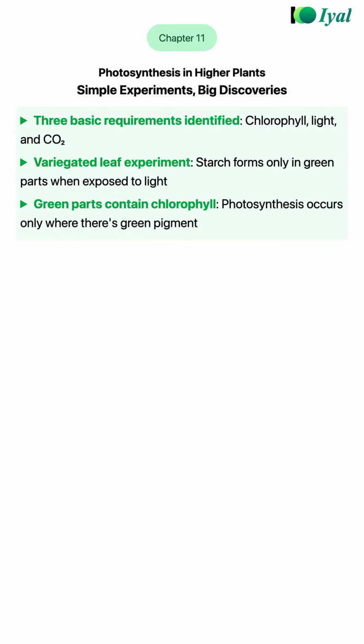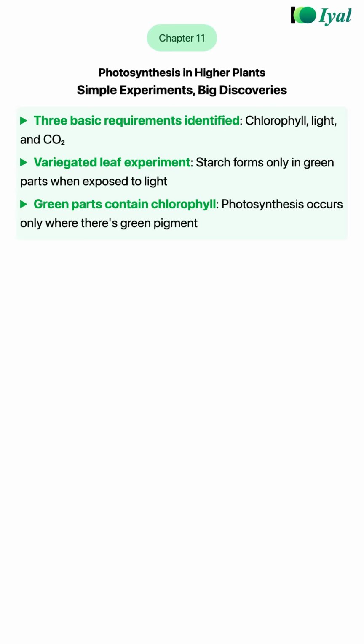Remember? You probably did this experiment yourself in earlier classes. You took a variegated leaf, one that's not all green, some white, some green parts, and you put it in light. Then you tested it for starch. What happened? The starch formed only in the green parts, the white parts nothing.